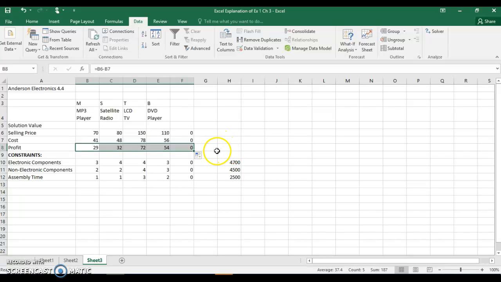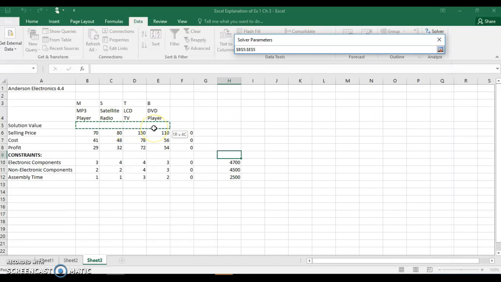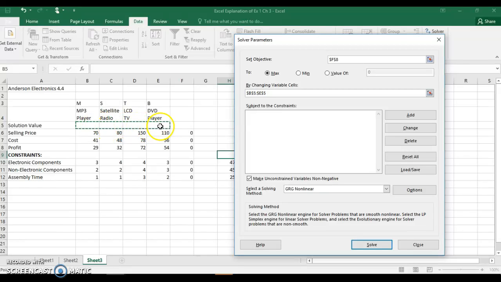Alright, now this should be set up for me to be able to use Solver. So I'm going to click on my Solver. I want this to not be H9. I want it to be right here at F8. So I click F8. I want it to be my maximum region. And I want to change the variable cells. I want that to be up here. This is where my variables are, right? These are my unknowns that I'm trying to solve for. So that's where those go.